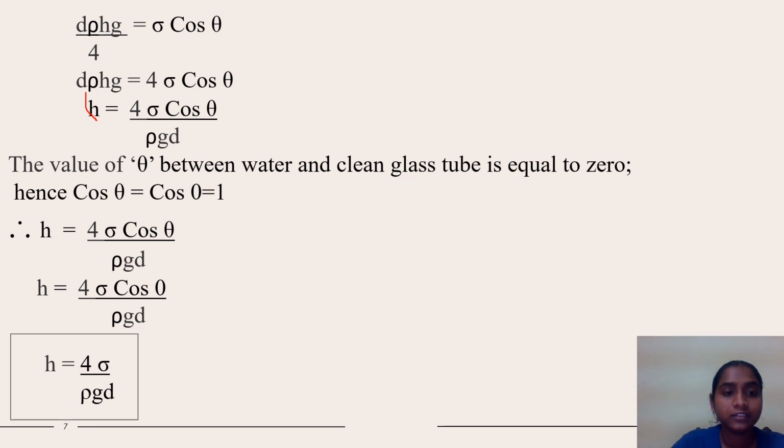We know that the value of theta between the water and clean glass tube is equal to 0. We know the value of cos 0 is equal to 1. Next, h is equal to 4 sigma into cos 0 by rho gd. We know that cos 0 value is equal to 1. Next, h is equal to 4 sigma by rho gd. This is the equation for capillary rise.